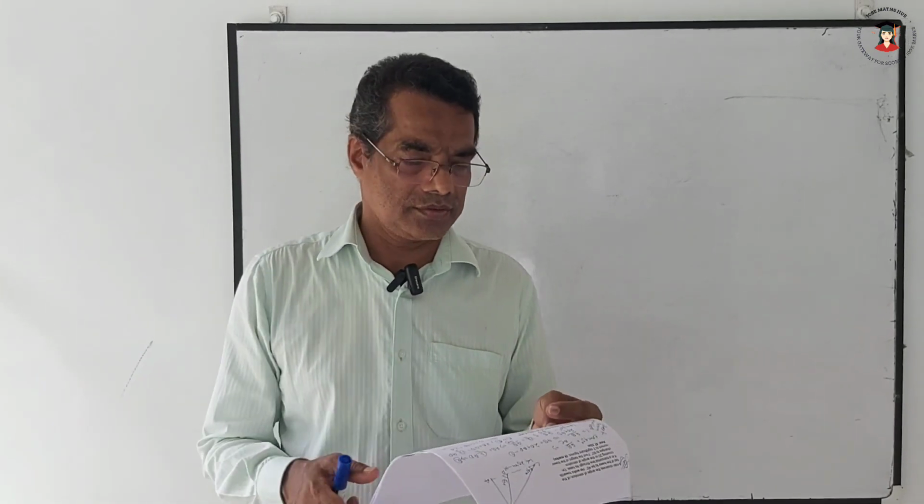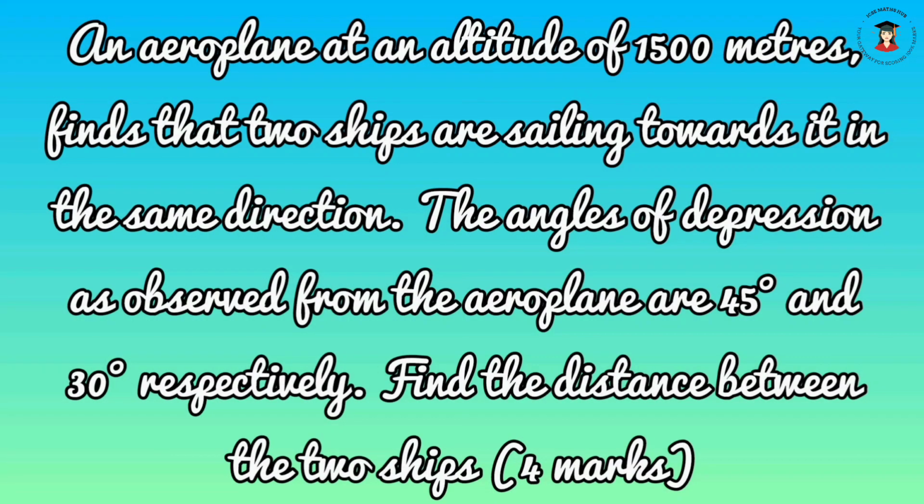The sixth question. An aeroplane at an altitude of 1500 meters finds that two ships are sailing towards it in the same direction. The angle of depression as observed from the aeroplane are 45 degree and 30 degree respectively. Find the distance between the two ships. This question is for 4 marks.